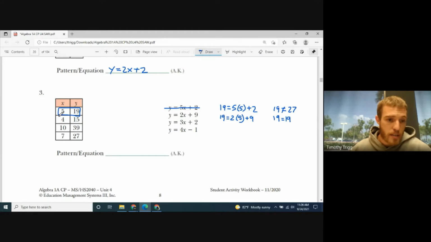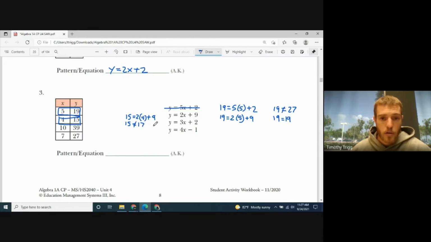Now let's check this second point, because remember, we always have to check at least 2 points. 4, 15 is what we're going to check. So I'm going to replace the y with 15 equals 2 times 4 plus 9. Okay, so that'll be 15 equals, this will be 8 plus 9. Okay, but that's 17. Are these equal?